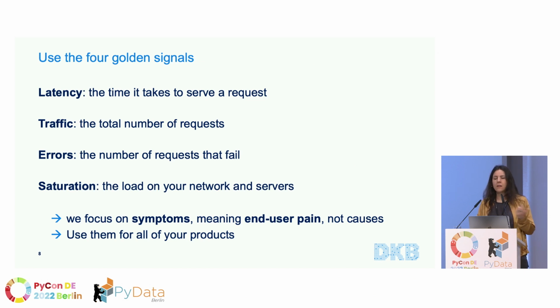Traffic is identical. How much traffic do you get? Is it sometimes a lot more, a lot less? That can point to a problem. And errors, especially interesting in batch processing, libraries handle this differently. Some libraries fail if there's one point in the batch that has an issue, and other libraries just silently eat this error or give you a warning that you might miss. So you want to find out how to collect these errors and have them as a metric.